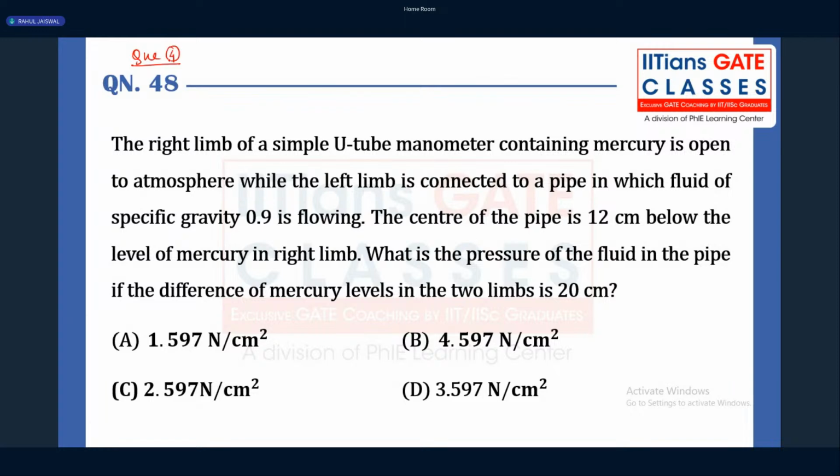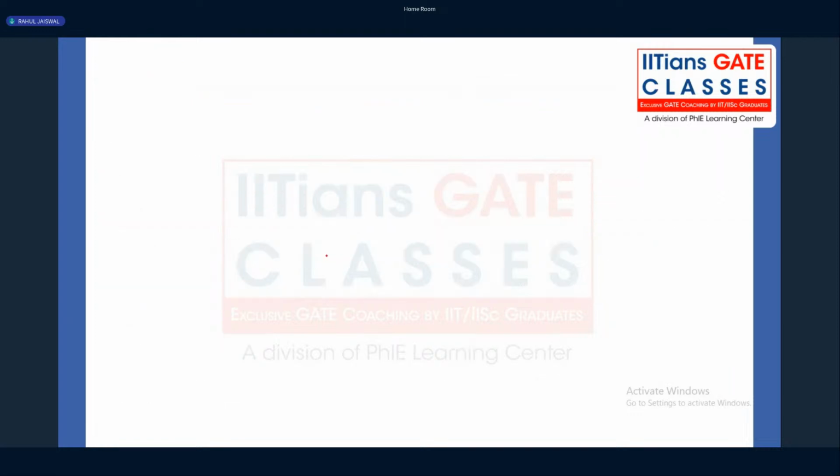Now, read this particular statement very carefully because we need to make the diagram here. First of all, what hint are we getting? It is open to atmosphere, which is mercury. Second hint we are getting, the center of the pipe is 12 centimeter below the level of the mercury in the right limb, and the right limb is open to the atmosphere. So I will make this diagram very clearly, because they are asking what is the pressure of the fluid in the pipe if the difference of mercury levels in the two limbs is 20 centimeter.